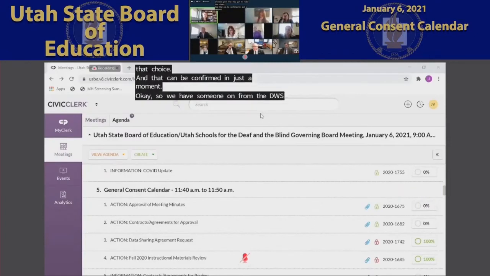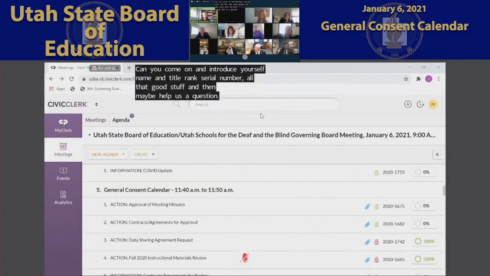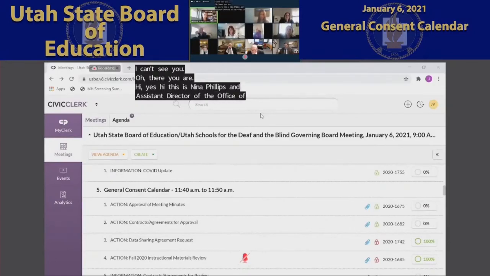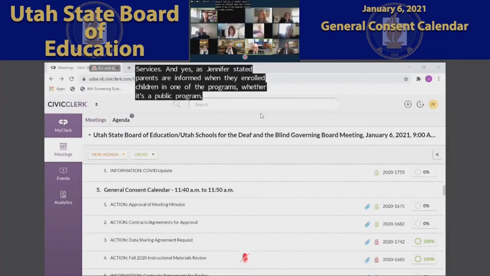And yes, as Jennifer stated, parents are informed when they enroll children in one of the programs, whether it's a public program, a preschool program, a private program, or a Head Start program that is receiving one of these grants, that the PEEP assessment is administered. And so they're aware that that is administered at the start and at the end of the year and could opt out of that process. Is that with a form or verbally? I think that's what Board Member Klein was asking, is it form documented?